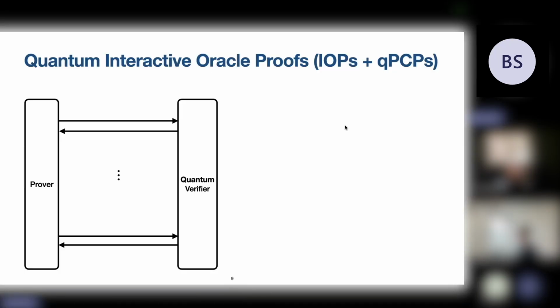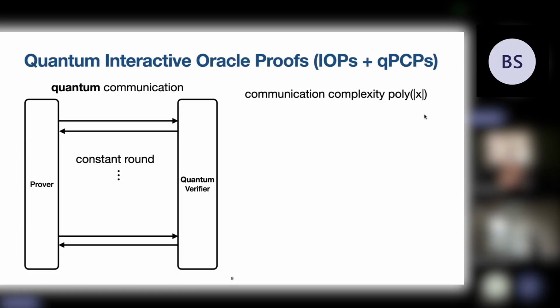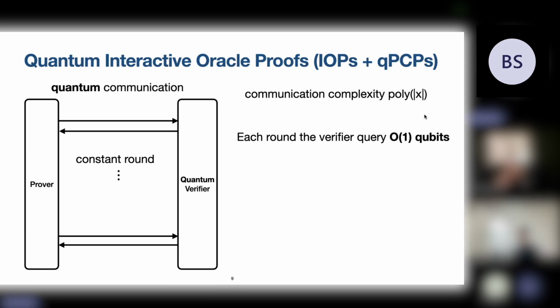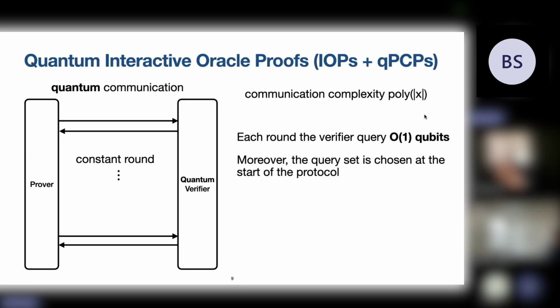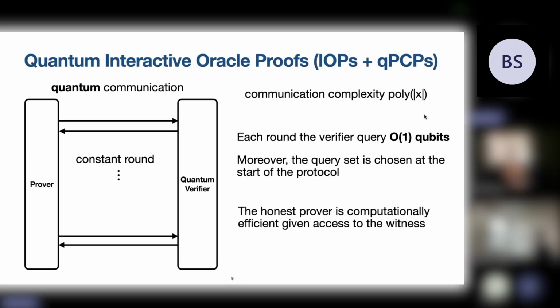And then I introduce our model, quantum interactive oracle proofs, as a combination of classical IOP and quantum PCP. The difference is that here you have a quantum verifier, and quantum communication, constant rounds. The communication is still polynomial, and each round the verifier queries a constant number of qubits. And it is still non-adaptive. The honest prover is supposed to be efficient, and you need to decide QMA.